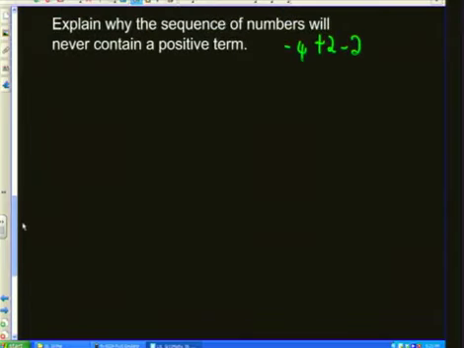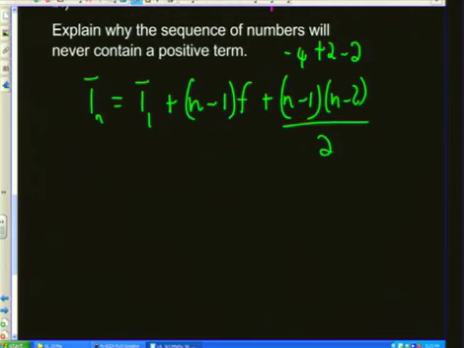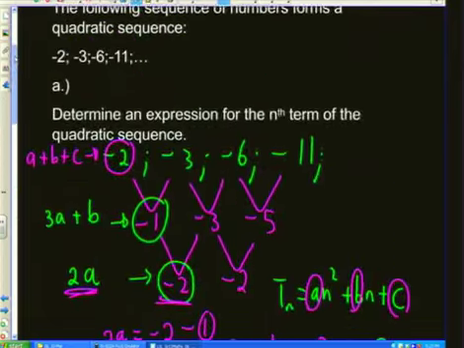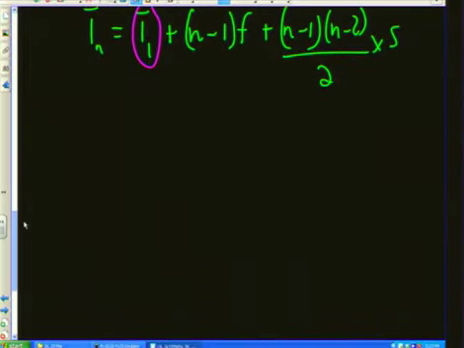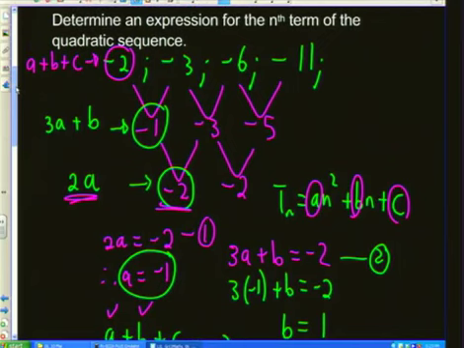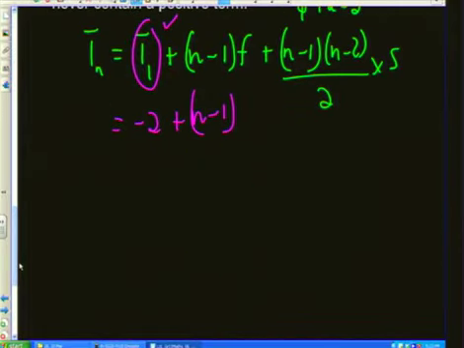I showed you another formula here, that Tn equals T1 plus (n minus 1) F plus (n minus 1)(n minus 2) divided by 2 times S. And we said in this formula, your T1 is the first term of the original sequence, and in this case your first term is negative 2, right? So you've got negative 2 plus (n minus 1). Your F is the first term of the first difference. So you've got minus 3 minus minus 2, which is negative 1. So you sub in minus 1 here.